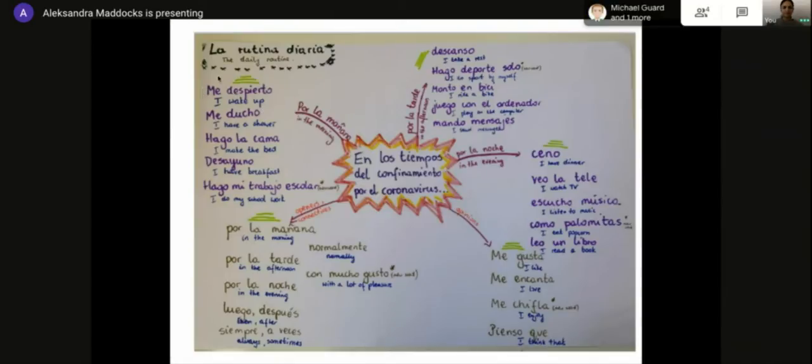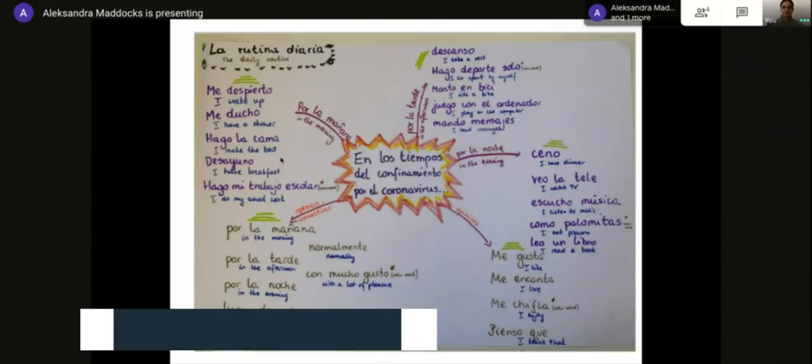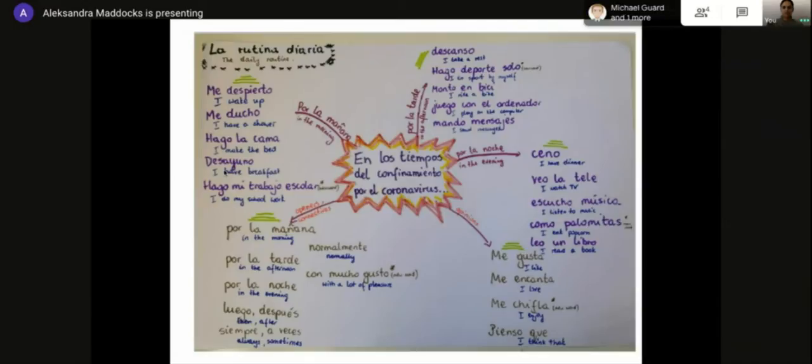Me despierto. Me ducho. Hago la cama. So I make the bed. Desayuno. I have breakfast. Hago mi trabajo escolar. I do my schoolwork. You notice that these words, being all verbs, have the letter O at the end. Despierto, ducho, hago, desayuno, hago again. Meaning the verb is in the first person in present tense.